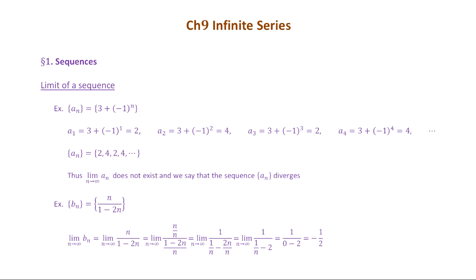So we got 1 over (1/n minus 2). But then as n approaches infinity, 1 over n approaches 0. So you get 1 over (0 minus 2), which is negative one half. So the sequence converges to negative one half in this example b_n. All right? Next page.